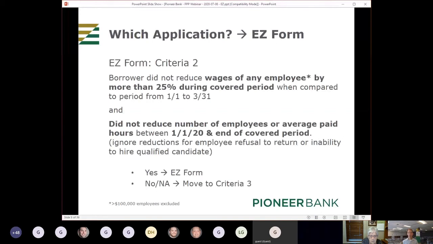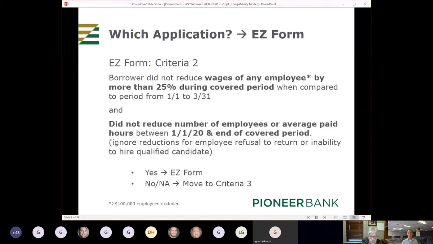So if you can say that you did not do that, then next is you did not reduce either the quantity of the employees or the amount of average paid hours that those employees worked. And again, it'll be compared to a period of time between January 1st and the end of that covered period. So this is where things like quantity of employees and how often or how long each of them got paid during that time come in.